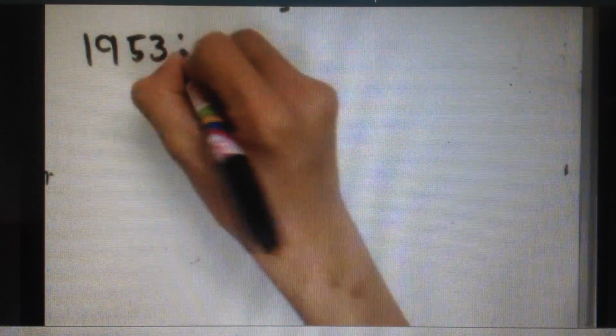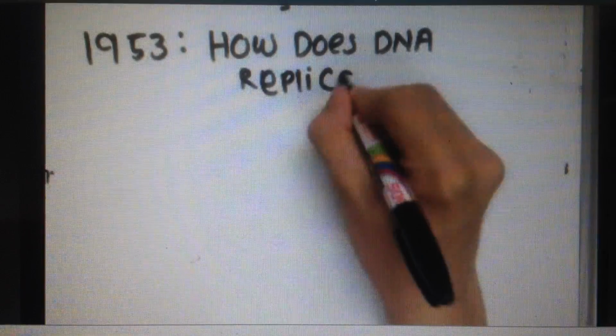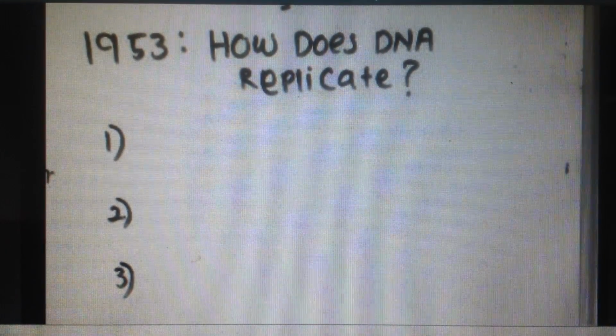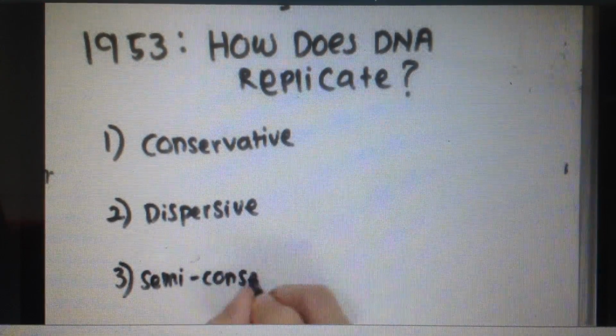In 1953, the question lingered: how does DNA replicate? There were 3 theories. First was conservative DNA replication, followed by dispersive and semi-conservative.